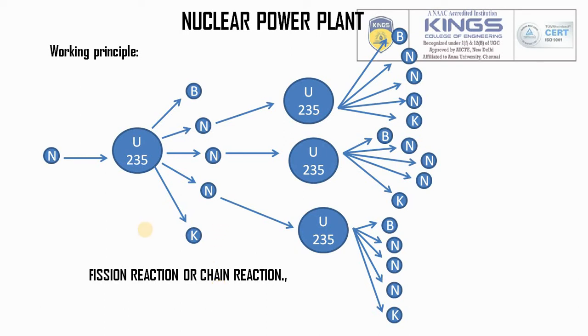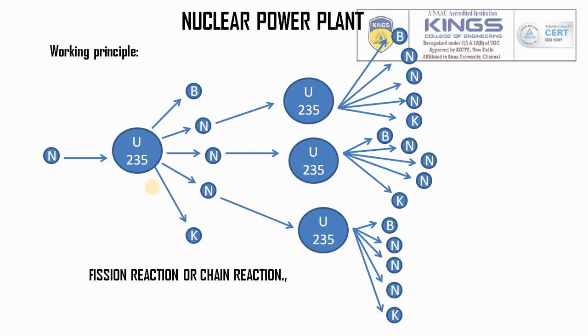That energy is utilized by a boiler, and then steam is generated. That steam operates a mechanical device called a turbine. After that, we generate electricity. So this is the working principle behind the nuclear power plant.